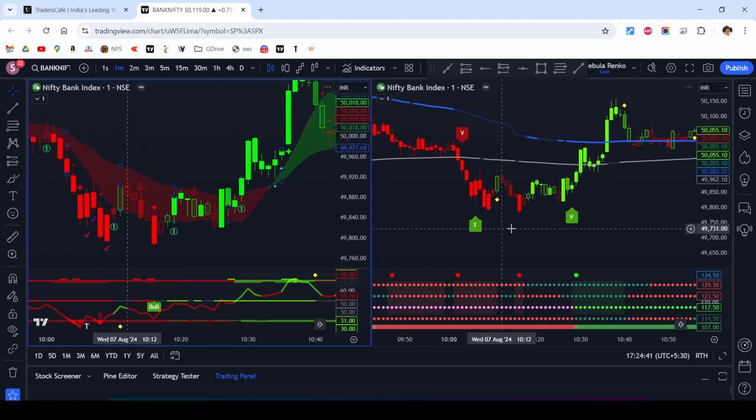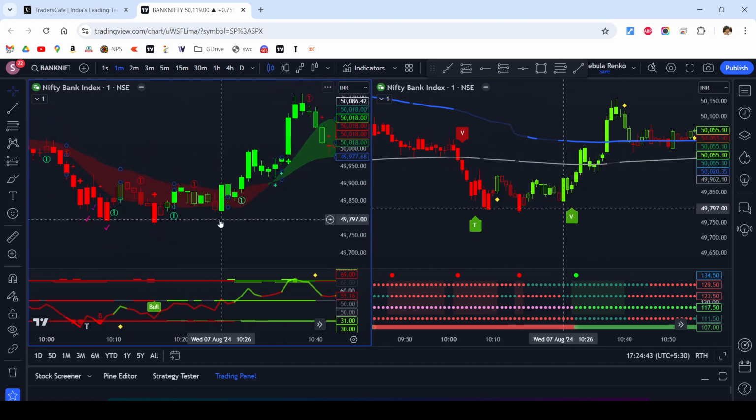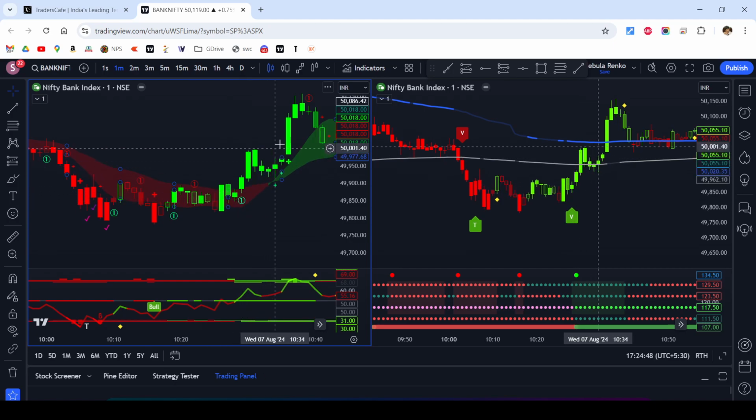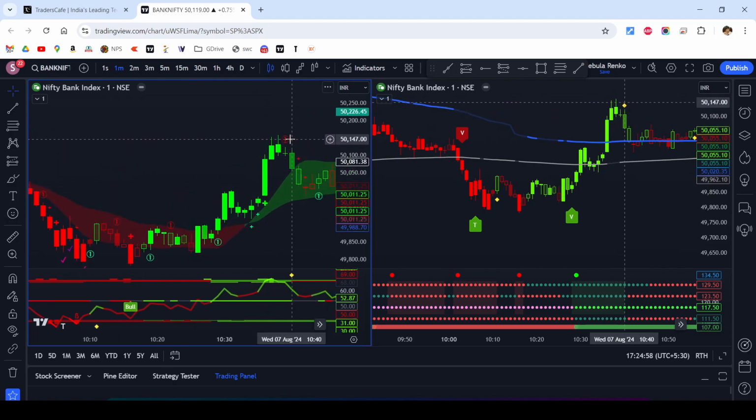We stopped our shorts here. We initiated longs at 10:29. We have an addition, an addition, an addition, a strong addition, and you see the red entry. This is where we start to cut our positions.